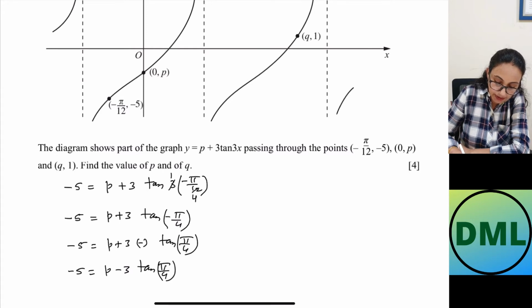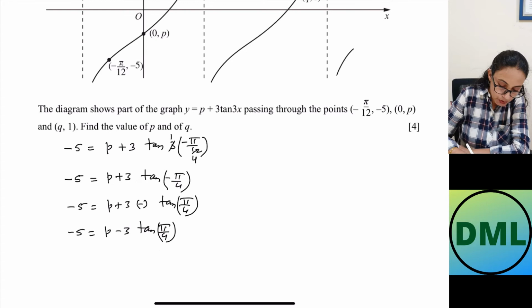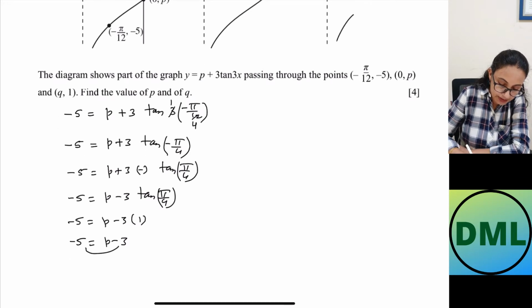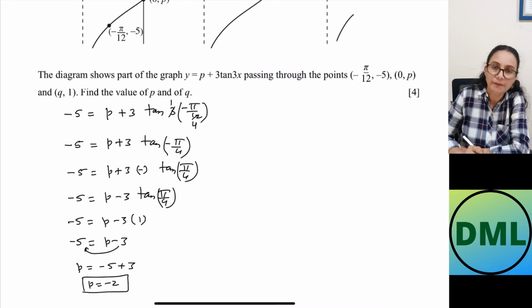Now as we know that tan pi by 4 is 1. So minus 5 is equal to p minus 3 times 1. So minus 5 is equal to p minus 3. Now move this 3 to the left hand side. So p will be written as minus 5 plus 3. So p is equal to minus 2. This is the value for p.